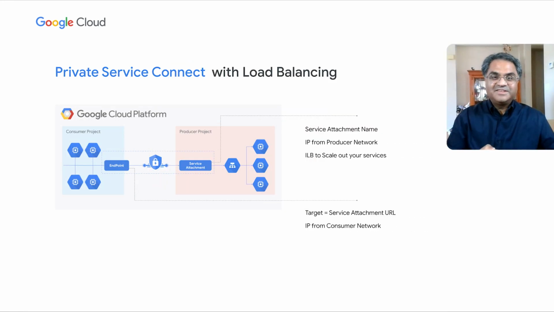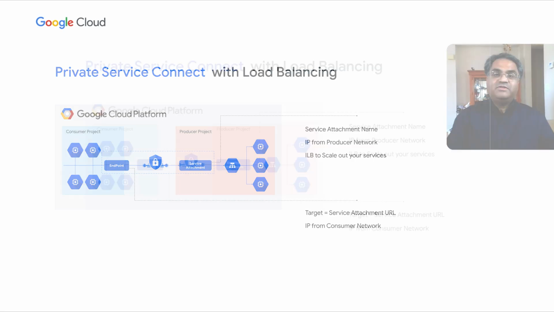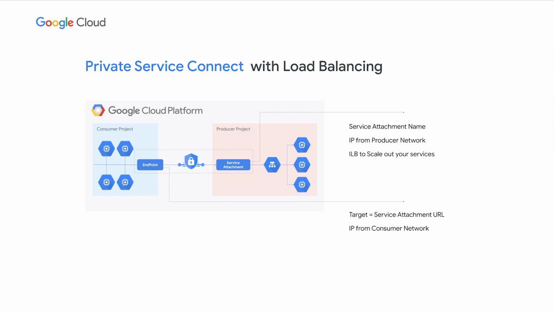This service attachment point is linked to endpoints in the consumer's address space. The workloads in the consumer wishing to access the endpoints simply send traffic to the endpoints in their own address space. So how does load balancing work with Private Service Connect? Let's start with the producer.